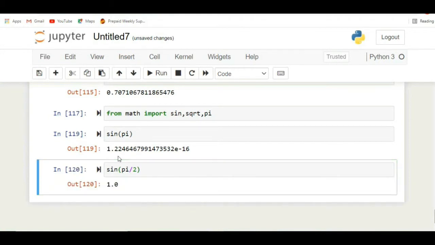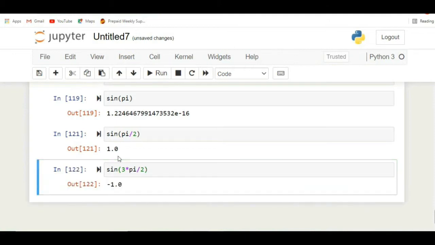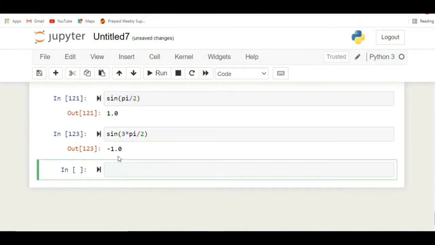And the next is the value of sine, the next angle is 3 multiplied by pi by 2, 3 pi by 2. Sine 3 pi by 2 is minus 1. Yes.